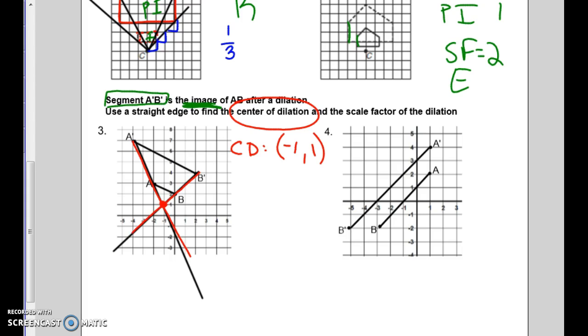Are we okay? Is this getting bigger or smaller? Smaller. Okay, you have to look for those prime marks. This is my prime mark, right? So this is my image. Without the prime mark is my pre-image. So is it getting bigger or smaller? Bigger. So I know my scale factor has to be greater than 1. So what do I have to do from the center to get to my image? So I go over 1 and up 1 to get there. That's 1. Over 1 and up 1 would be 2. Over 1 and up 1 would mean that my scale factor was 3 times bigger.